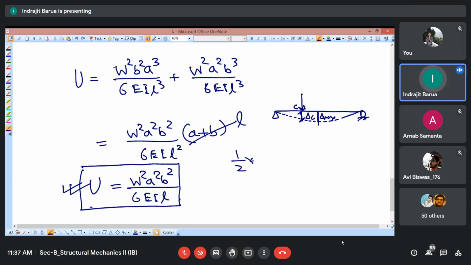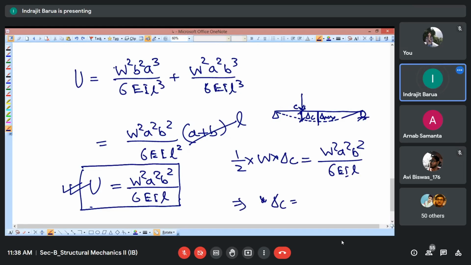So with respect to that, half into W into delta C equals this expression, W square A square B square by 6EI L. So from here tell me, how much will be delta C?